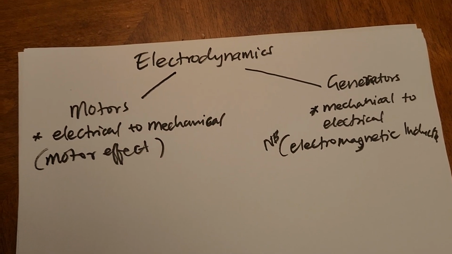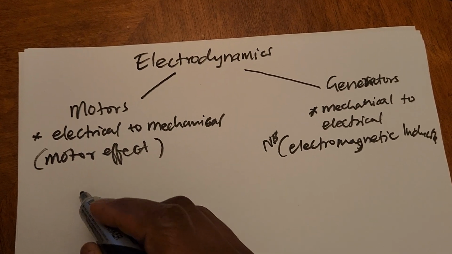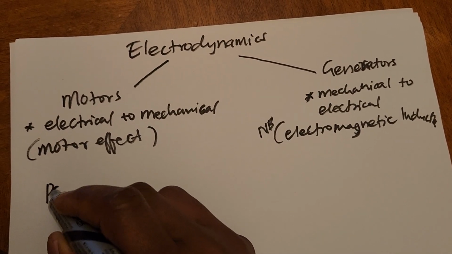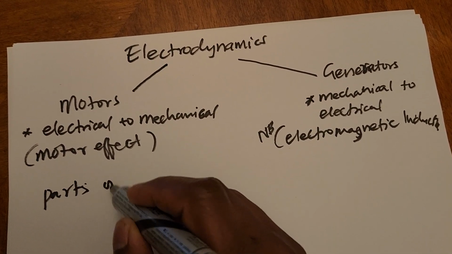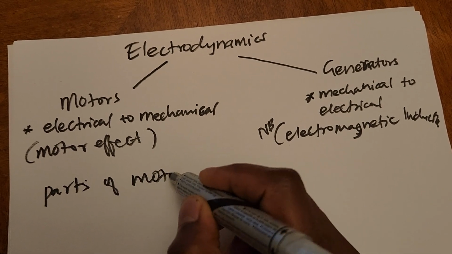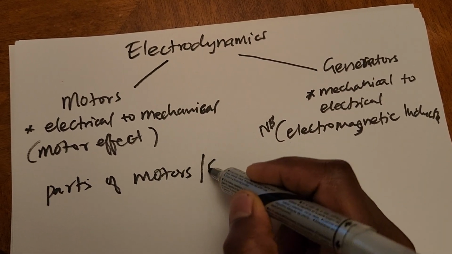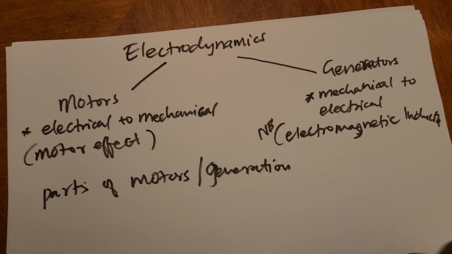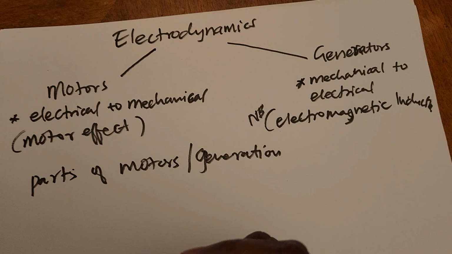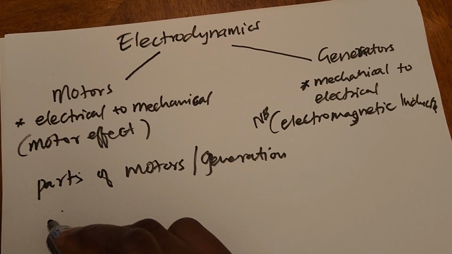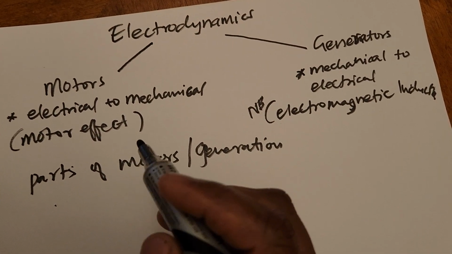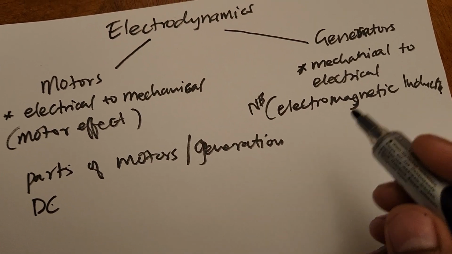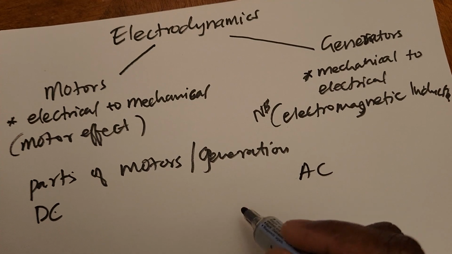The other difference will be just the parts. We've got the parts of motors and generators. Motors or generators, they are almost the same. The difference is just the output. The arrangement will be the same. Let's start with the DC motor or generator. We'll talk about the AC ones this side.